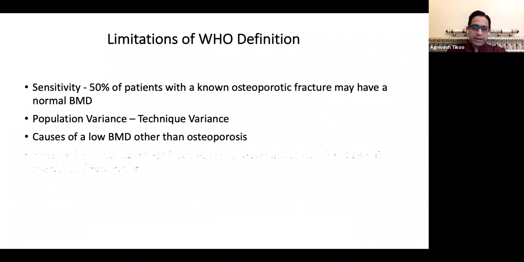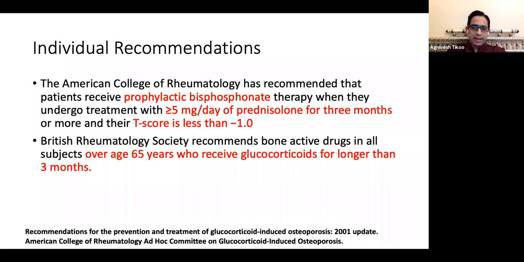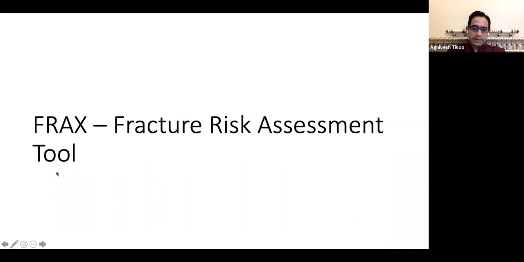So the WHO definition had a lot of limitations, and that is why it is essential that we consider each patient. The American College of Rheumatology suggests prophylactic bisphosphonate therapy whenever you are starting a patient on more than 5 milligrams per day of prednisolone for 3 months and their T score is less than minus 1. So if the patient is osteopenic and you are starting steroids, then they give a prophylactic bisphosphonate. And any patient above 65 years who receives steroids for longer than 3 months, they start on an anti-resorptive.